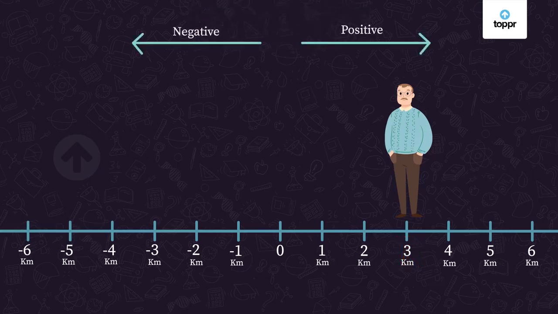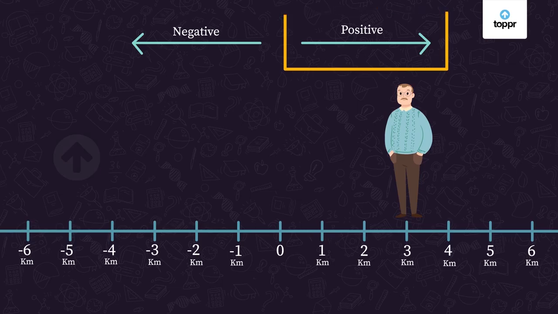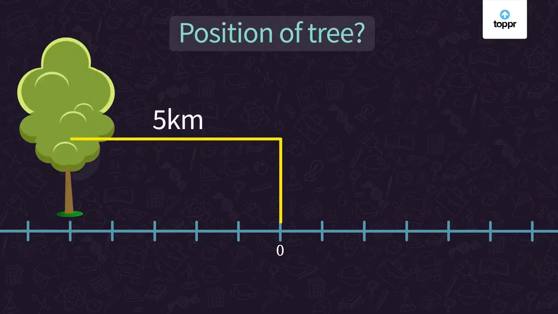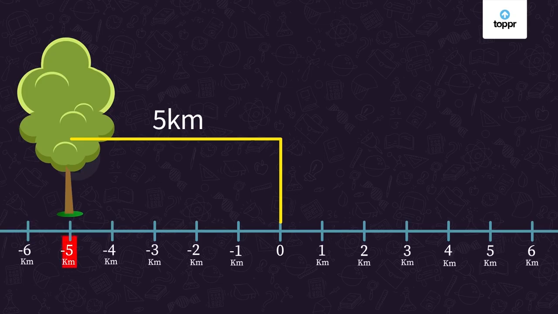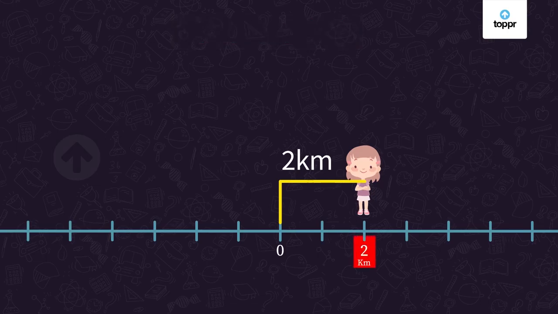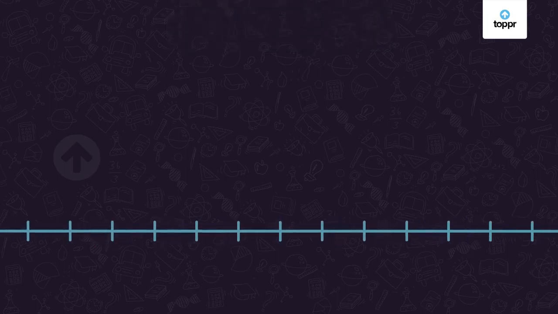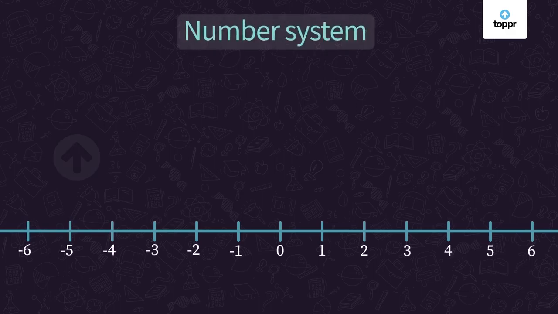So anything at the left of the origin is a negative position and anything at the right of the origin is a positive position. So what is the position of this tree? It is at minus 5 kilometers. And the position of this kid? It is at 2 kilometers. Using distance and sign, we can mark the position of any point on this line. The system for locating position is also called the number system. And it is really useful in defining the position when we study motion in a straight line.